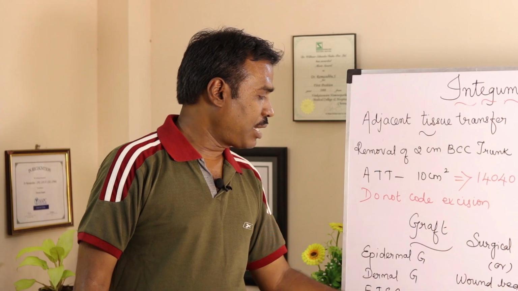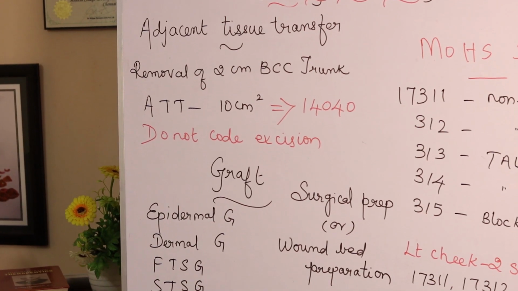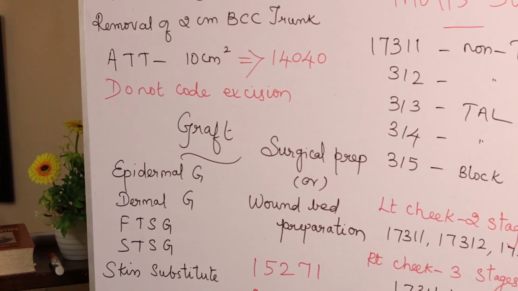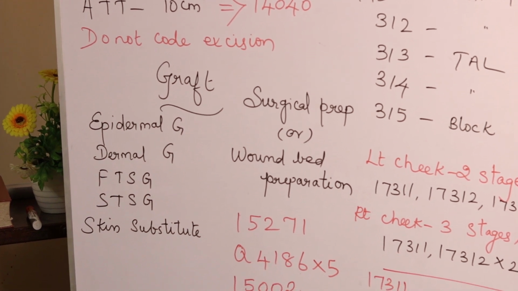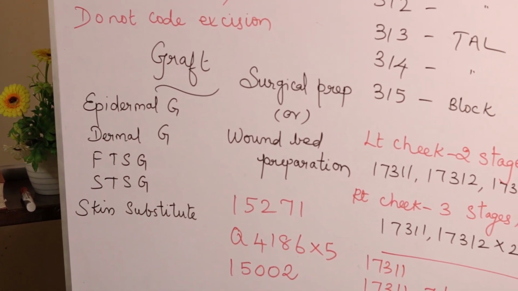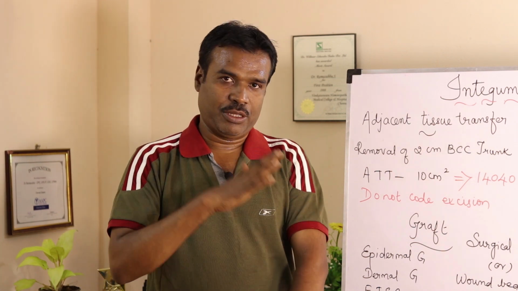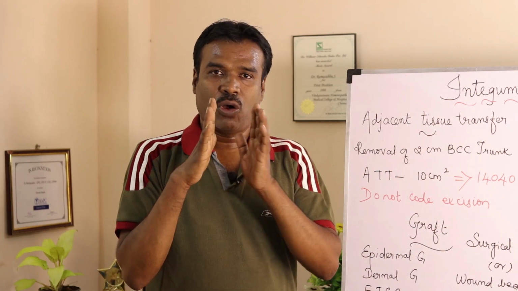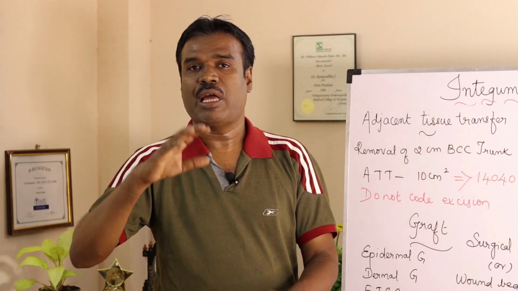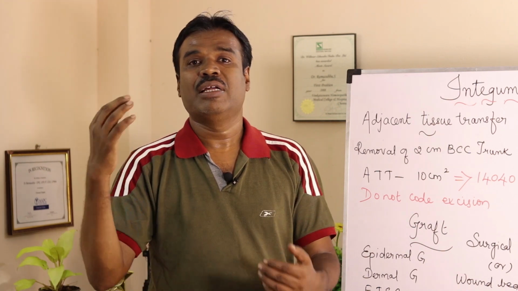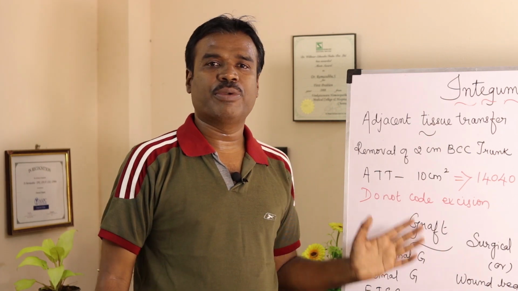There are various types of grafting like epidermal, dermal, full thickness skin graft, split thickness skin graft, and skin substitute graft. When you go to epidermal, the physician is going to place only the epidermis. So it is a dermal. It all depends on the anatomic sites and the total surface area that is going to be treated. So it is all pretty simple.